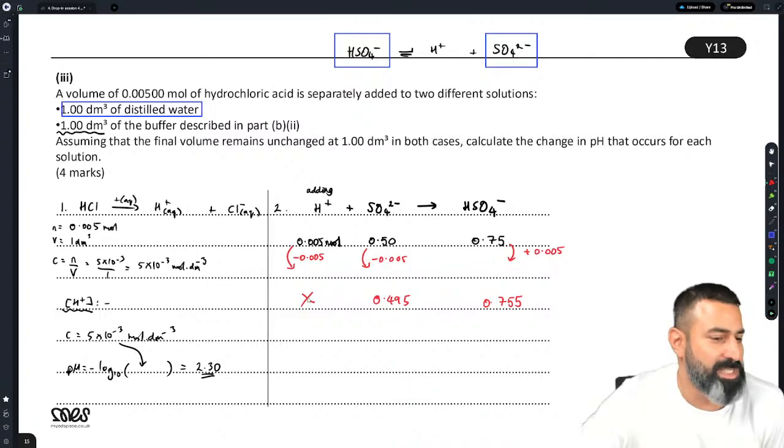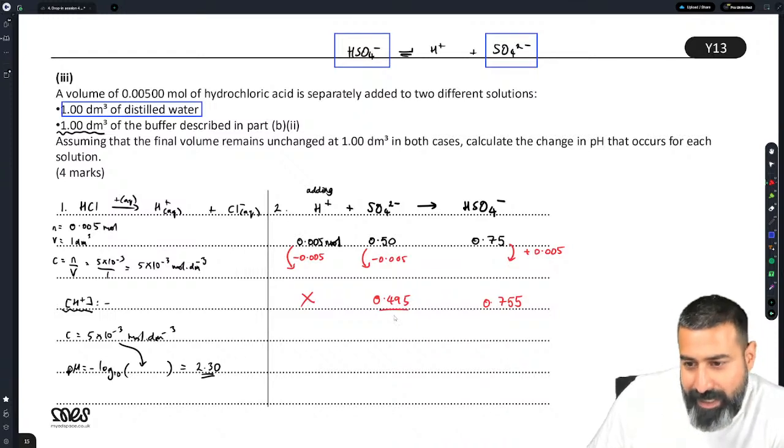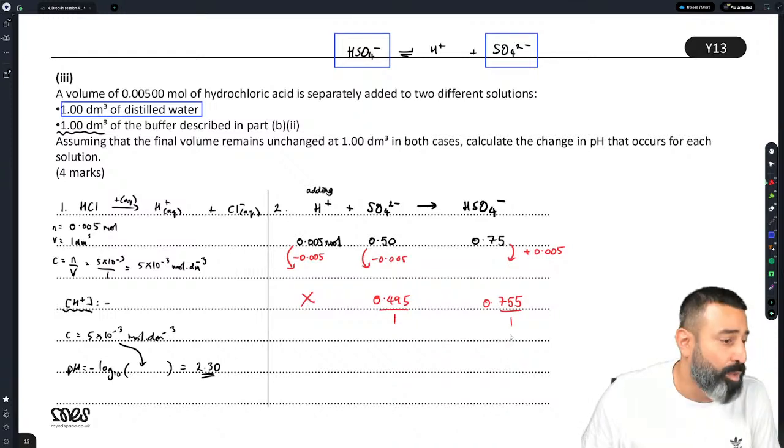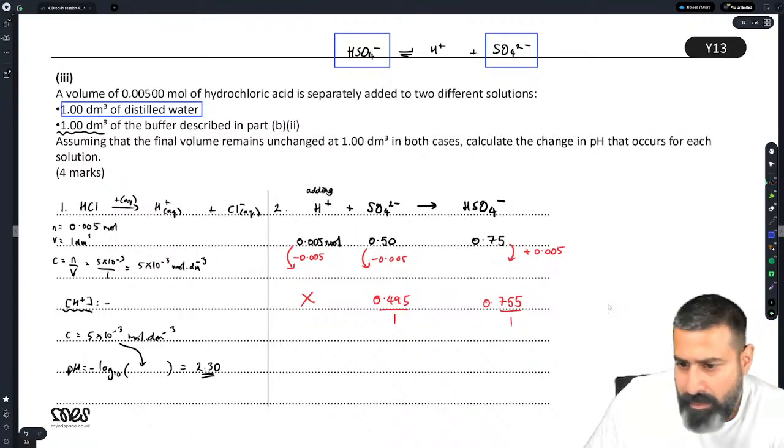It's all right. I'm zen. It's okay. So because it's 1 decimeter cubed, I can divide that by 1 and I can divide that by 1, but it doesn't matter here, okay? So where do we go next?